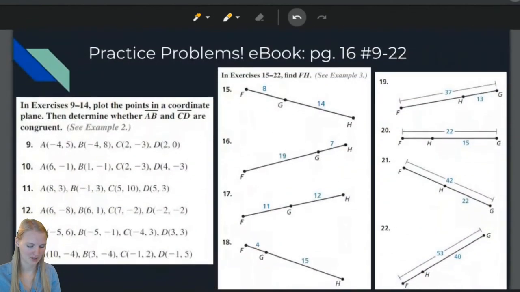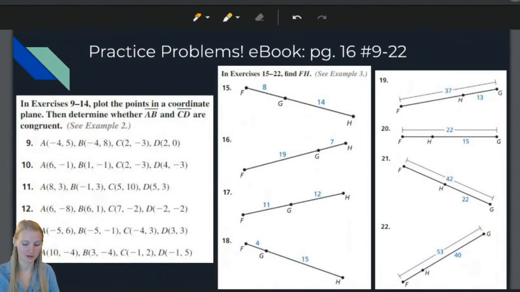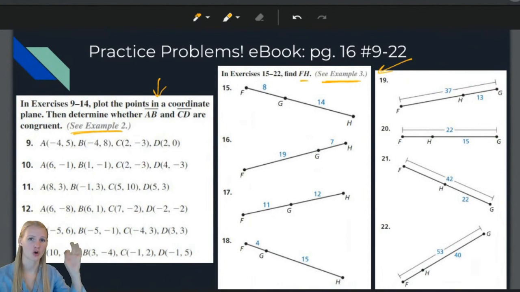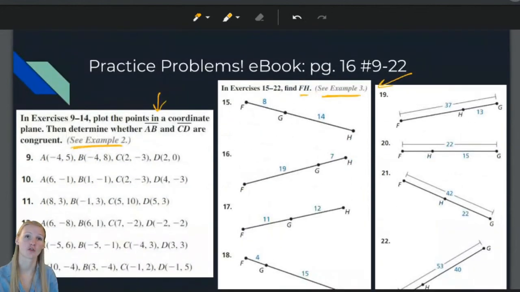Here are some practice problems. They look exactly like the examples that we have done today. So the first is exactly like example 2, and the rest of them are exactly like example 3. So plot the points and determine if they are congruent, and then use the segment addition postulate to find FH. These questions might be different than the homework your teacher has assigned, so don't just do these problems and give them to your teacher. Make sure that you have checked with your teacher what the homework for this section is, and then do that homework. But these are here for you in case you'd like to try them.